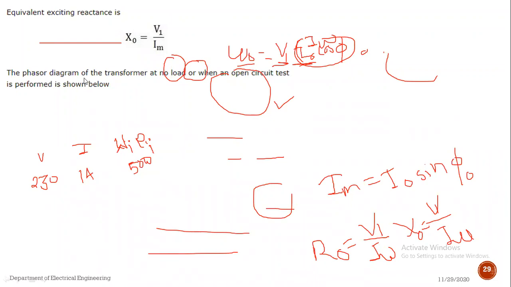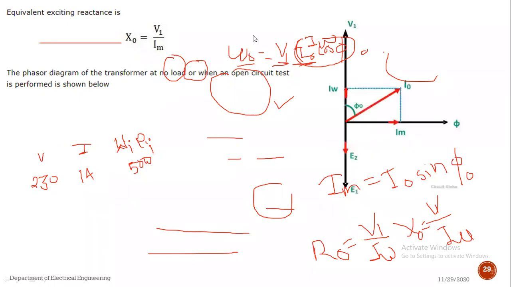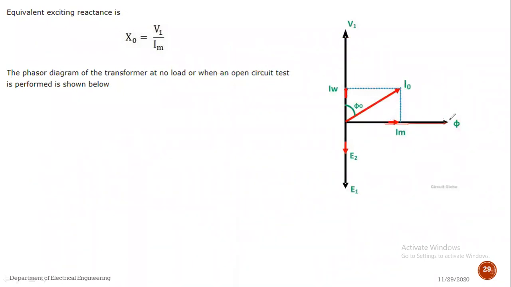And the phasor diagram of the transformer, we have already calculated the phasor diagram in case of no load condition. नो लोड कंडिशन मध्ये आपण फेजर डायग्राम बघितलेले. So this phasor diagram will be like this. The flux phi can be taken as a reference phasor. फ्लक्स फाय हा रेफरन्स फेजर कन्सिडर केलेला आहे.